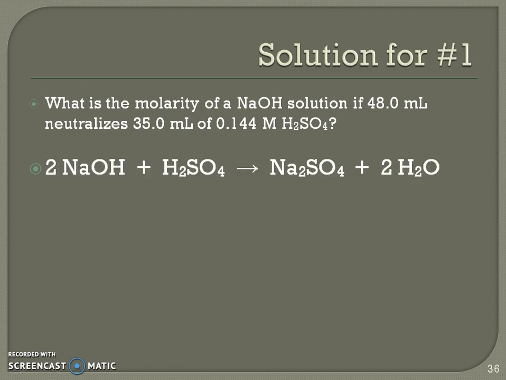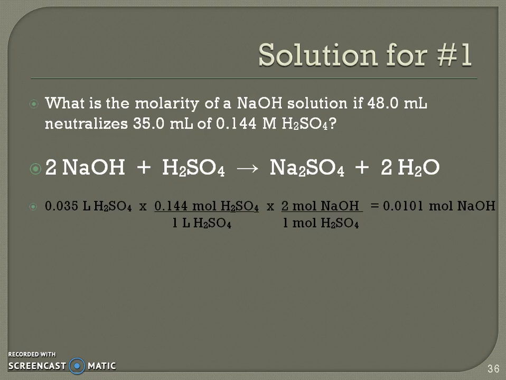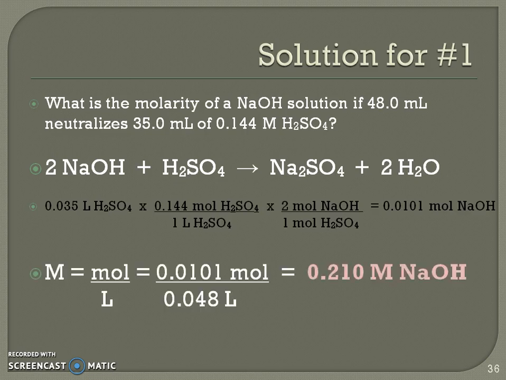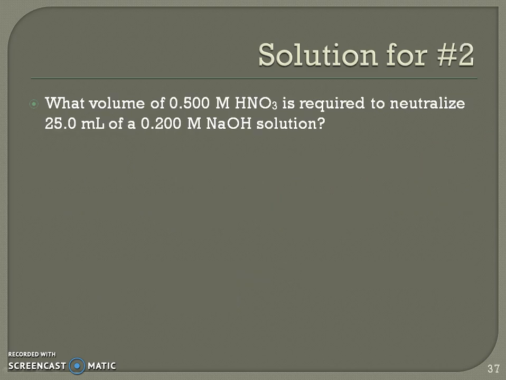Always need a chemical equation. And again, I normally would have put down what I have of each substance. I would have said question mark NaOH for the molarity, so I know that's where I want to go. And I would have put the 35 milliliters and the 0.144 molarity of the H2SO4 underneath it, knowing that that's where my starting point is. Solution for number 2.